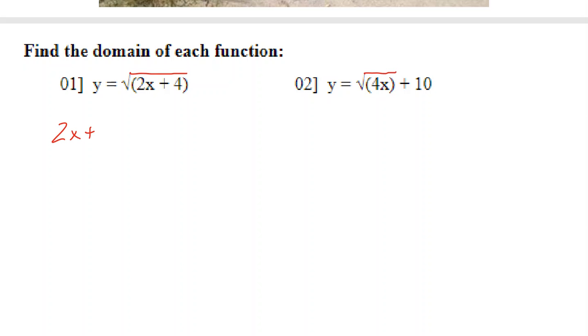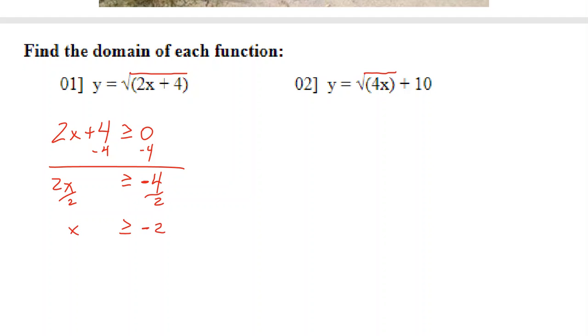This guy greater than or equal to 0, and then solve for x. Remember, the rules say that you only flip the symbol when you're multiplying or dividing by a negative number. Adding and subtracting doesn't count. Dividing by a positive doesn't count. So the symbol stays the same. And so it's greater than or equal to -2. So we're going to say that the domain starts at -2. It's equal to -2, but it goes on to infinity.